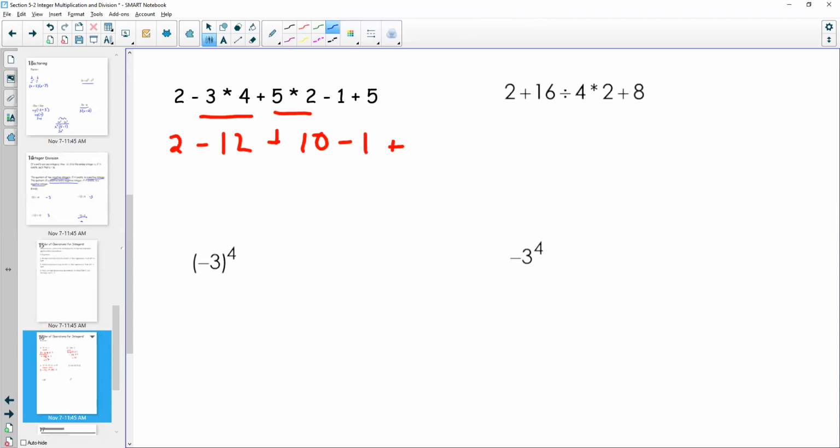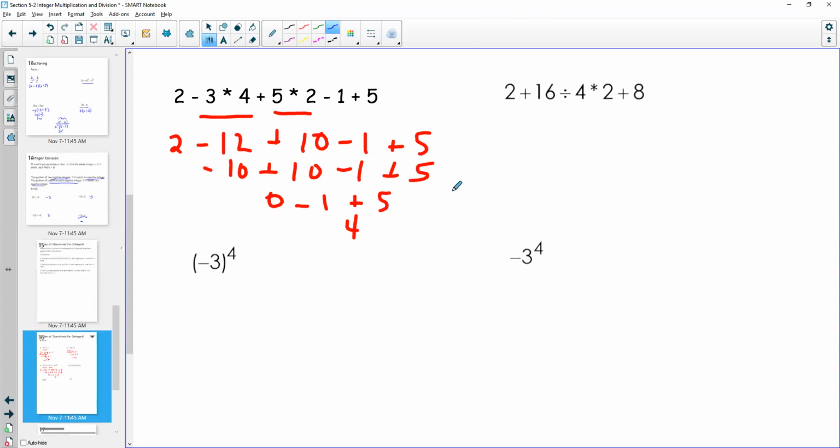Minus 1 plus 5. Now addition and subtraction from left to right. Okay, 2 minus 12 is -10. Plus 10 minus 1 plus 5. Minus 10 plus 10 gets me 0, right? Minus 1 plus 5 gets me 4.